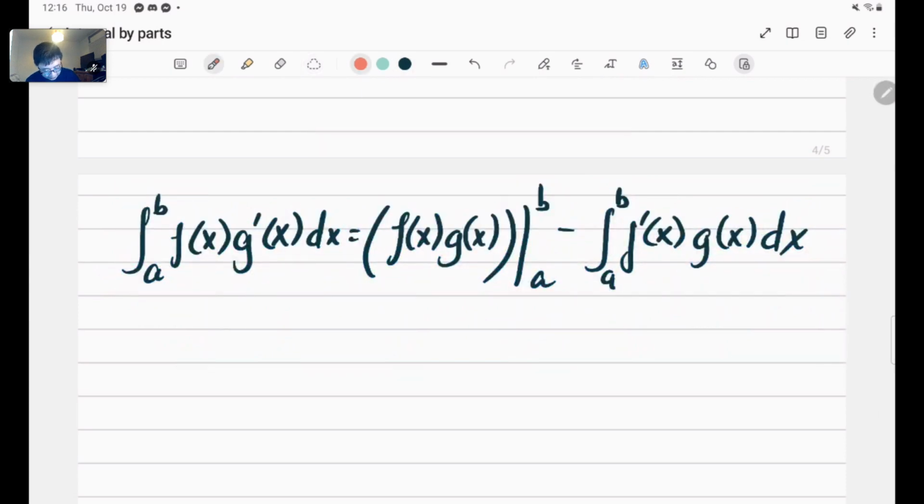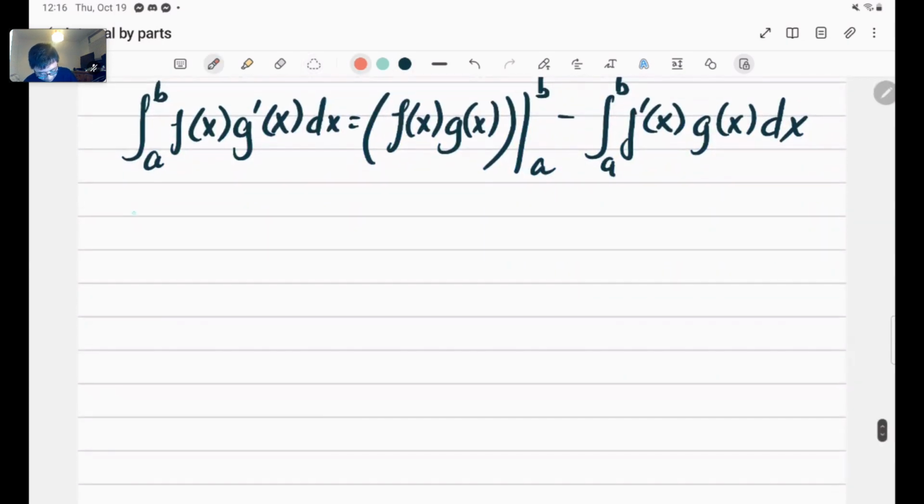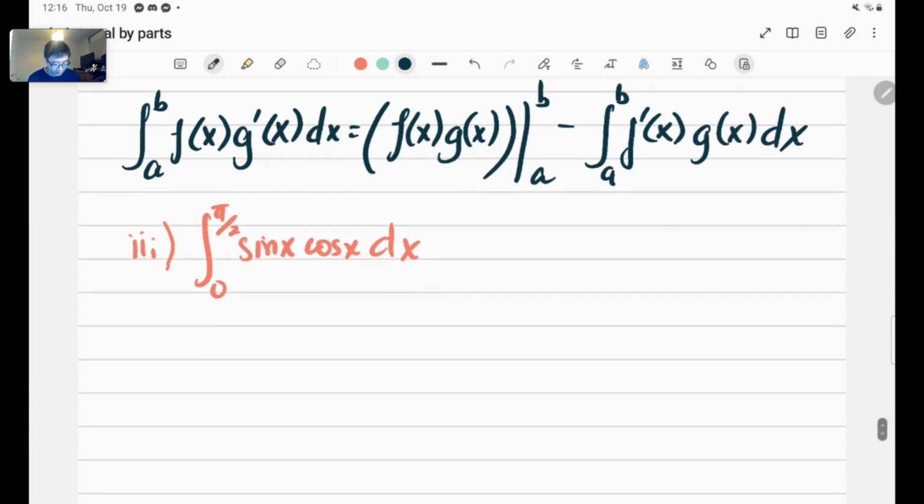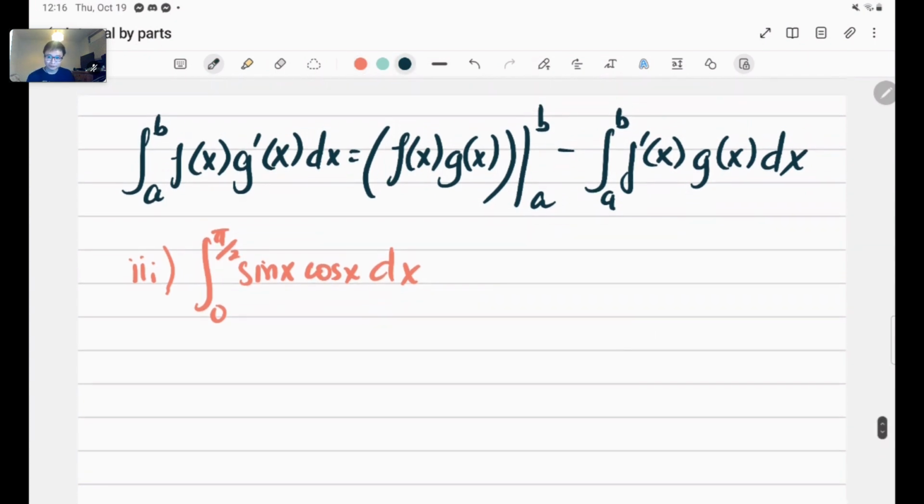So the question is, the third one: integrating the function sine of x and cosine of x in the interval from 0 to pi by 2. So try to do this one by yourself. Pause the video and try this one by yourself first. And then if you have finished, just continue the video.